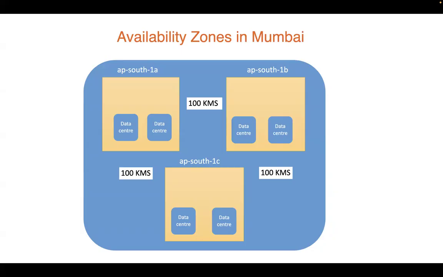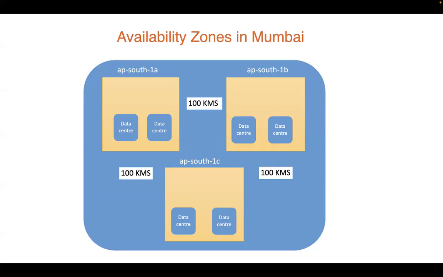and another zone. It means if AP South 1A is completely destroyed, our applications will still be running smoothly in South 1B and South 1C, so the applications will still be available to the customers. They will not have any downtime.